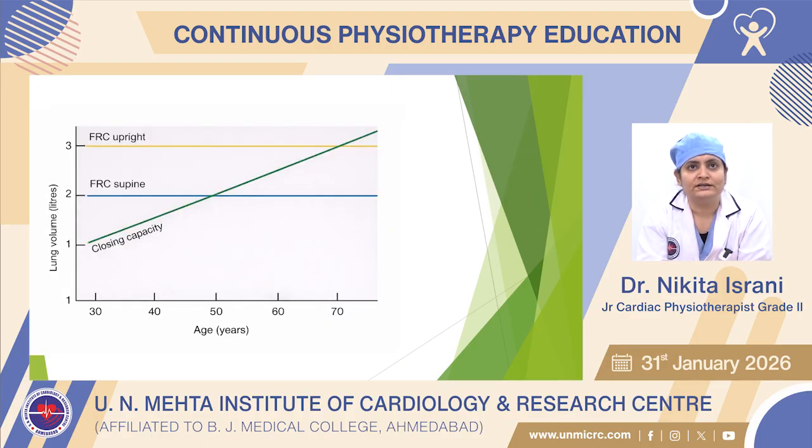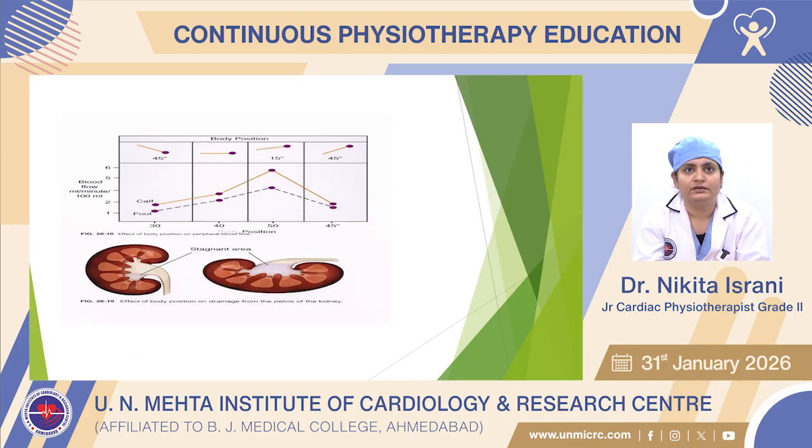So here is another diagram of the FRC in different positions and the closing capacity related to age. In the x-axis, the age is shown, and in the y-axis, the lung volumes. With age, closing capacity increases, and in the supine lying position, FRC is reduced compared to the FRC in the upright position. Here, the image shows the effect of body position on the peripheral blood flow.